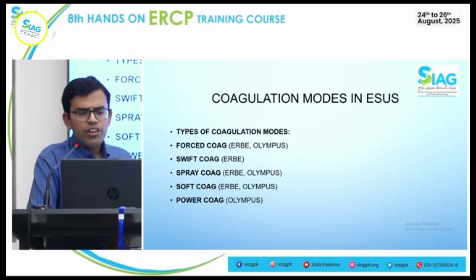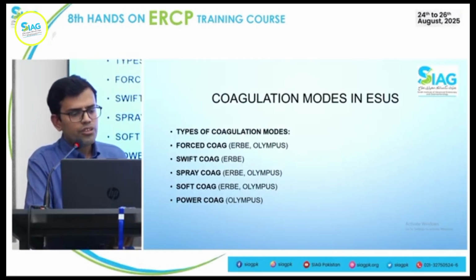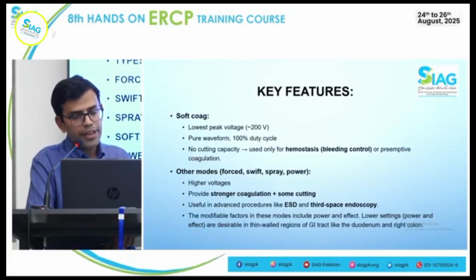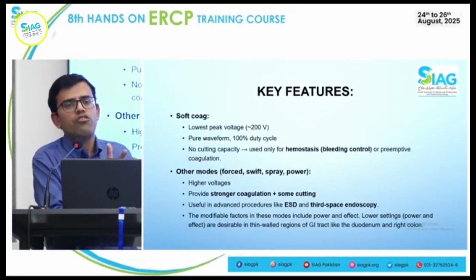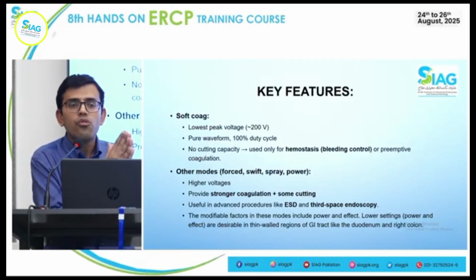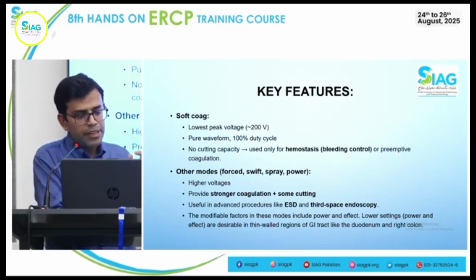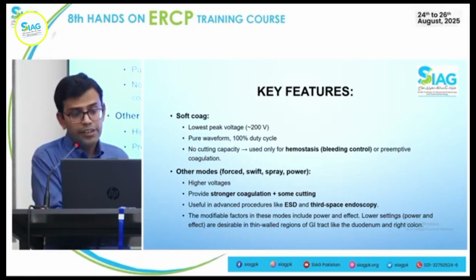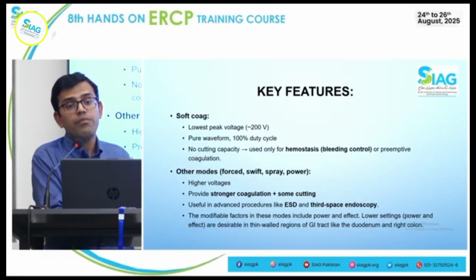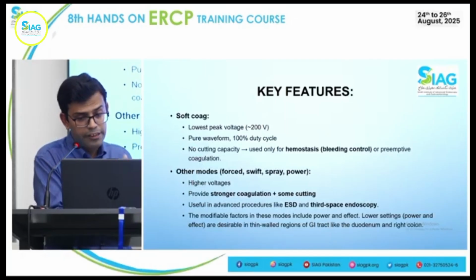Now coming to some coagulation modes: the forced coagulation, swift coagulation, spray coag, soft coag, and power coag. Now, soft coag is a pure coagulation mode with a voltage of around just 200. It has got no cutting capacity. That's why it's used in controlling superficial bleeding, especially in third space endoscopy. The other coagulation modes are relatively high voltage modes, and they have some component of cutting too. So they are combined, relatively stronger coagulation with some cutting.